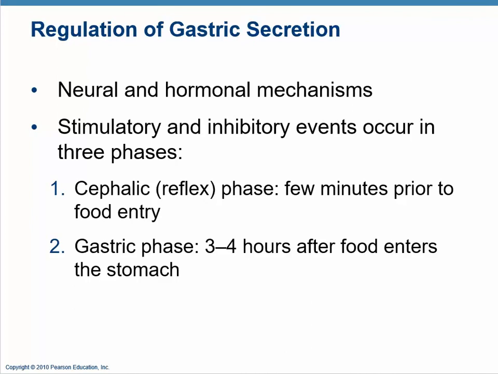It's regulated by both hormones, but mostly by neural mechanisms. There are 3 phases of stimulating secretion of the stomach. The first phase is called the cephalic phase. Cephalic means head. This is what happens in your head. This is triggered by the thought of food, by the sight of food, by the smell of food. It's a physiological reflex that prepares your digestive system for the intake of food.